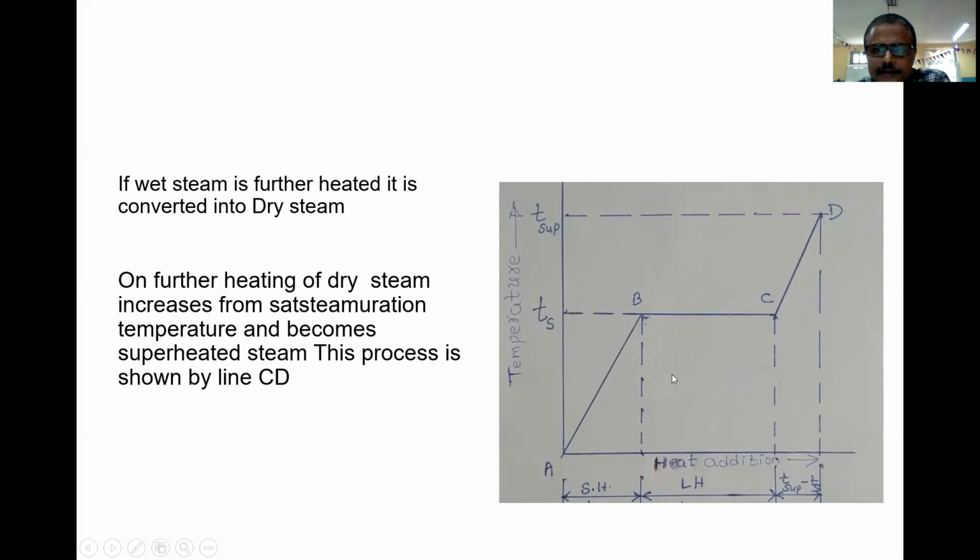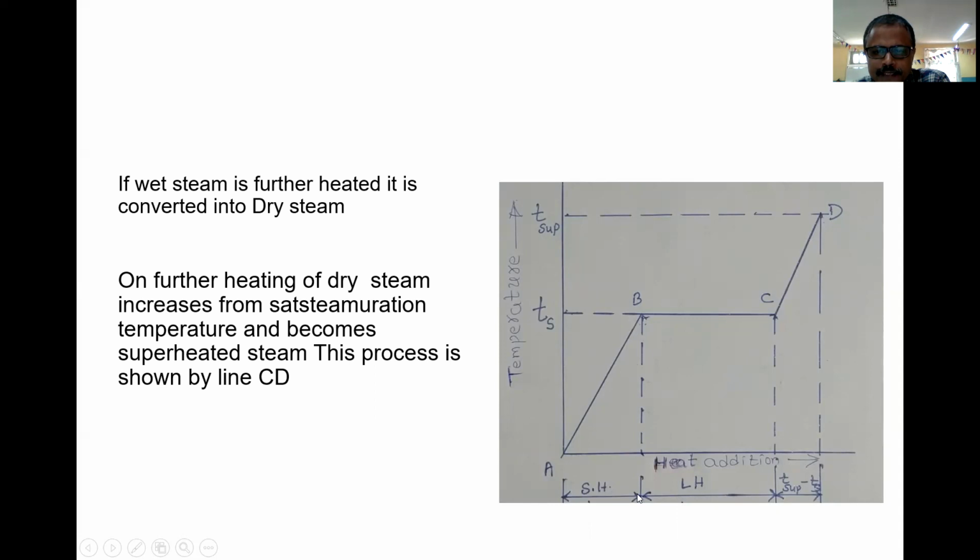Between B and C, you have got wet steam. At C, you have got dry steam. At D, or beyond point C, up to this line, it is superheated steam. So there are three zones I have shown here.